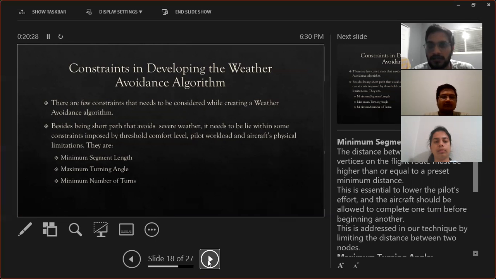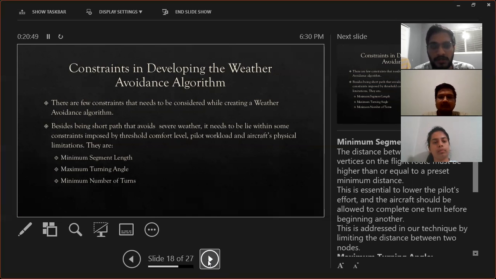There are some constraints in developing these weather avoidance algorithms. Besides being the shortest path that avoids severe weather, it needs to lie within some constraints imposed by threshold comfort level, pilot workload, and the aircraft's physical limitations. There are minimum segment length, maximum turning angle, and minimum number of turns.